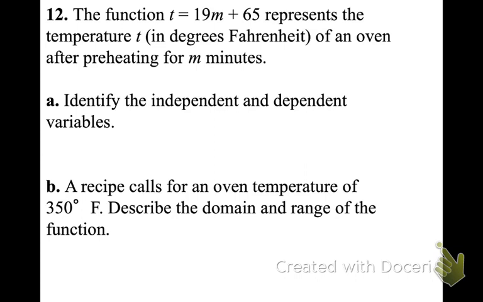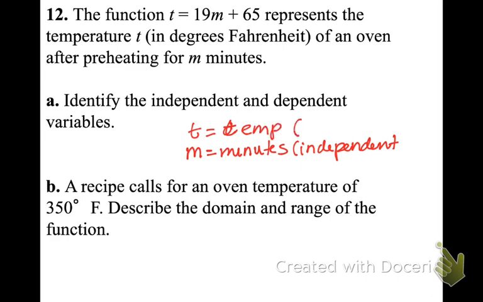Okay, let's see what they've done. Number 12. The function represents the temperature T of an oven after preheating for m minutes. So my depender is the temperature, it depends on how long the oven's been on. M is my minutes, is independent, and T is temp, sorry, and that's dependent.